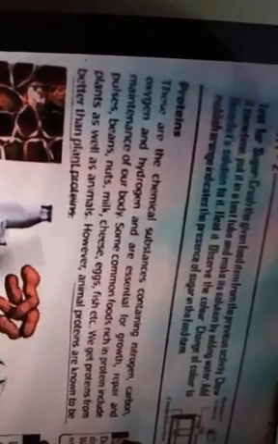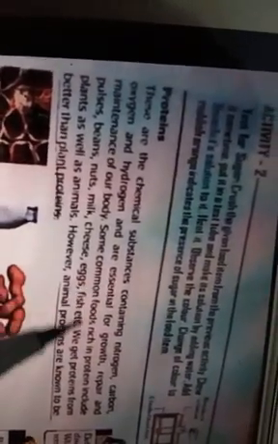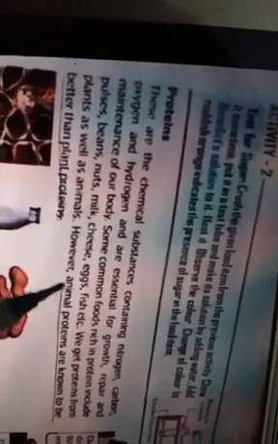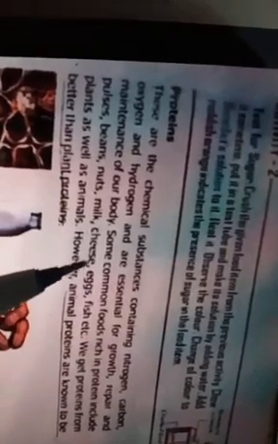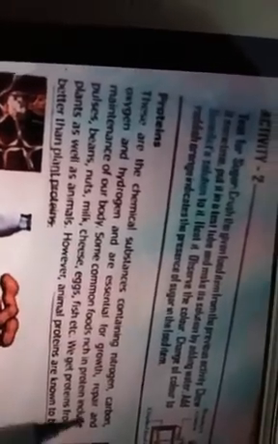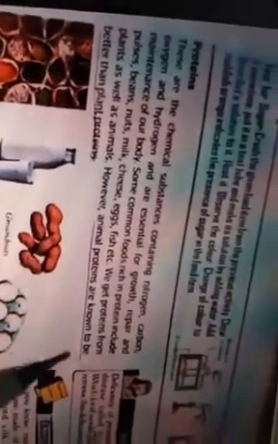However, animal proteins are known to be better than plant proteins. Milk, cheese, eggs, fish are all animal proteins, because they are taken from animal products, whereas pulses and beans are plant products. So we get protein from both plant and animal products, but animal proteins are better than plant proteins. The main sources of protein are milk, cheese, egg, etc. These are the main proteinaceous foods that we require for our body.